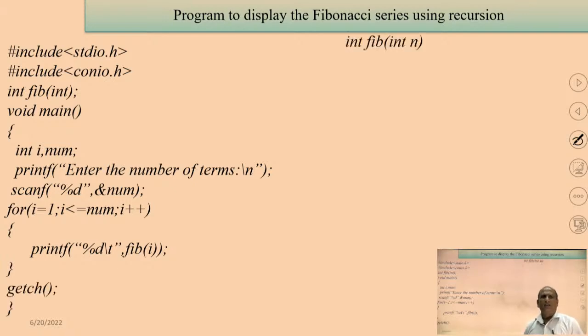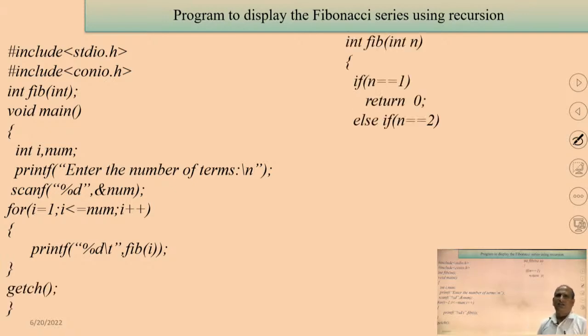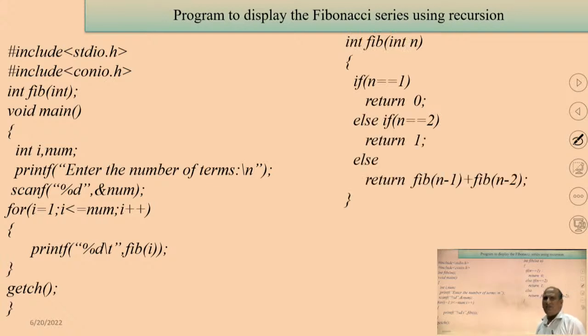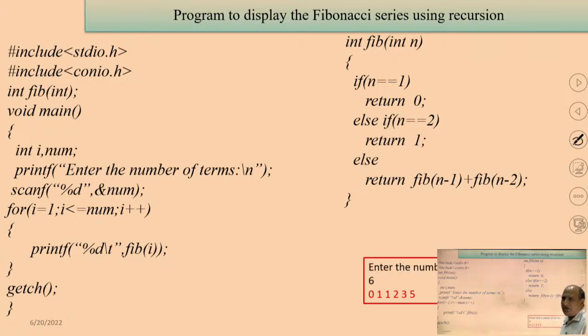And this way the Fibonacci series is printed. Here is the program, and here is the definition of that function. If the value of n equals 1, it returns 0, else if the value of n equals 2, it returns 1, otherwise it returns the sum of the previous two terms, fib n minus 1 plus fib n minus 2. This way the Fibonacci series may be printed like this. 6 is the number of terms, so the first 6 terms will be printed.